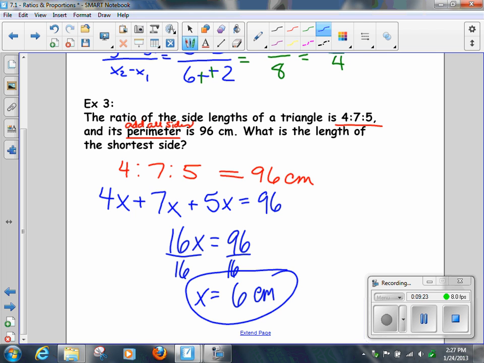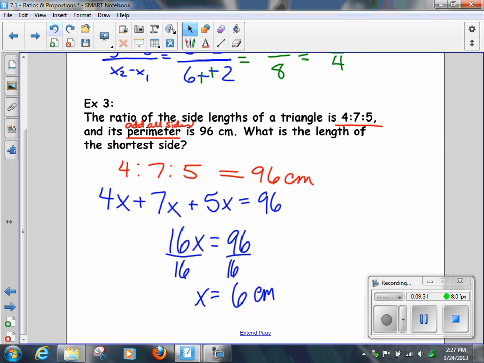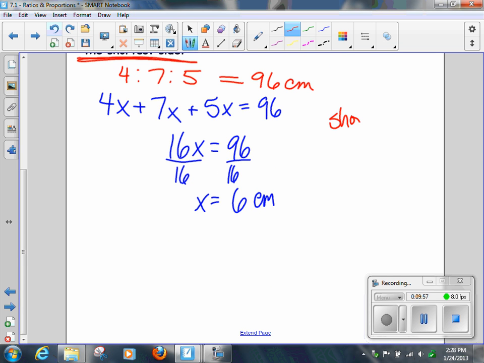What just happened to me? I just got bit right in the hind end, because where would this have been in your options? That would have been A, and I'd have got the thing wrong. What did it go back and say? What's the length of the shortest side? Which one's got to be the shortest side? 4x, 7x, or 5x? 4x is your shortest side.